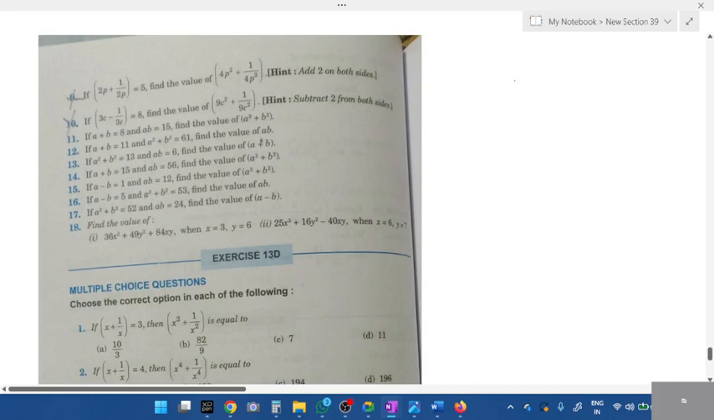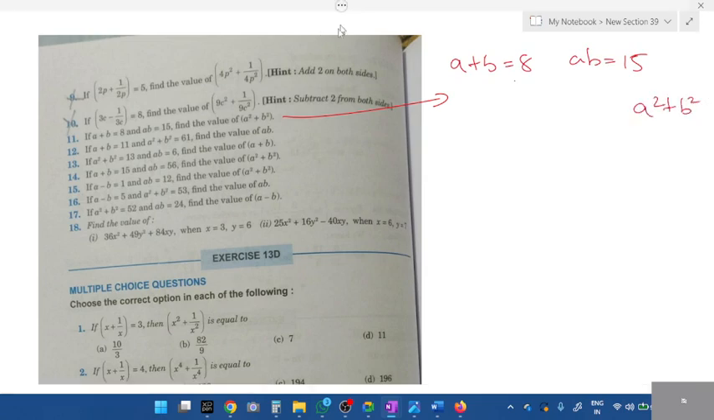See, most important part. This type of question. They'll give you a plus b is equals to 8, ab is equals to 15. They've asked us to find a square plus b square. Previously, they gave it in the bracket, students. Now they've given the answer. a plus b is 8. We need to find it. I'll tell you how to solve.